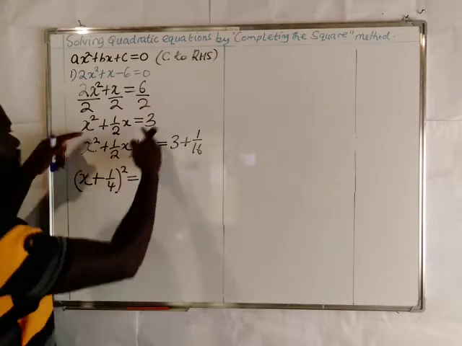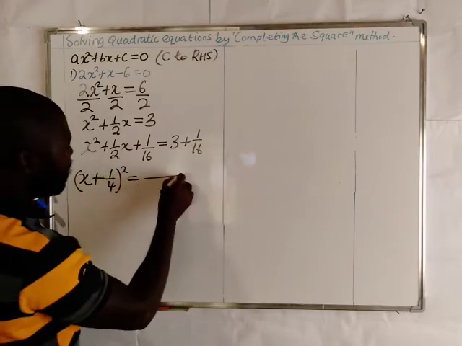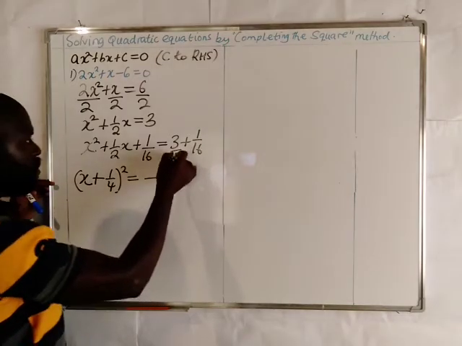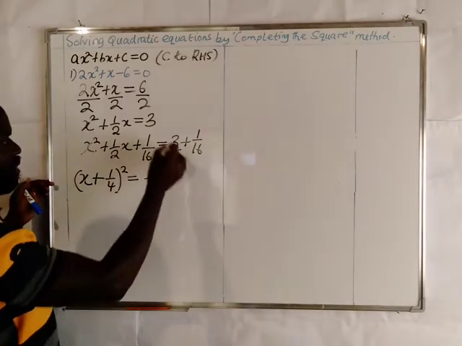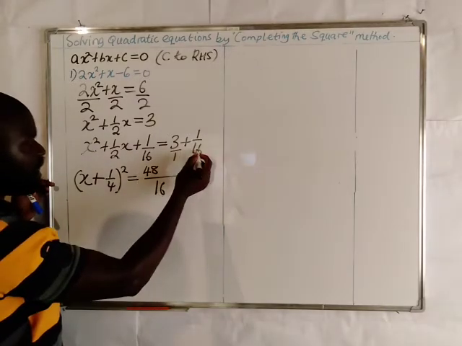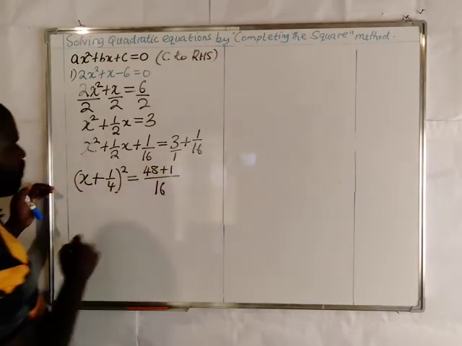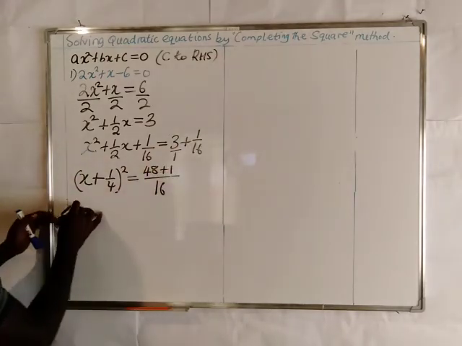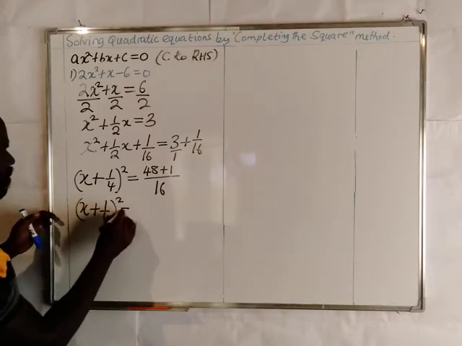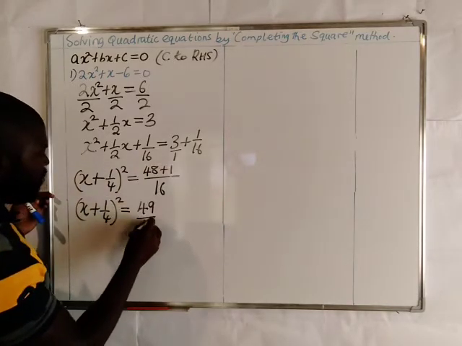So the whole left-hand side will be factorized into this. The right-hand side we get a single fraction. So 1 into 16 is 16, by 3 is 48. 16 into 16 is 1. 1 times 1 is 1. So we write this again: 48 plus 1 is 49 over 16.